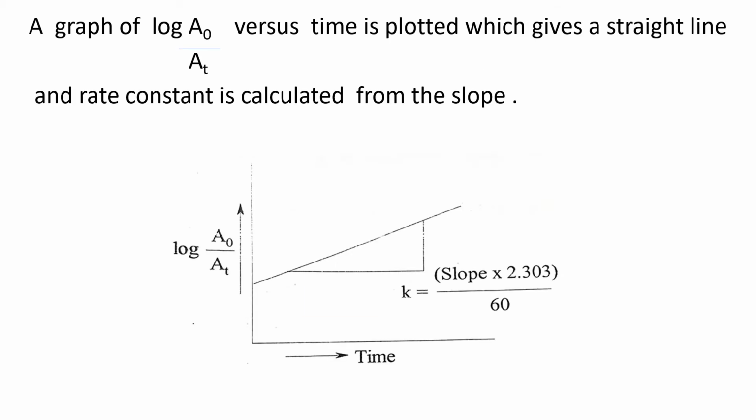So, a graph of log of A0 by AT versus time t is plotted, which gives a straight line, and the rate constant is calculated from the slope. So, you are taking log of A0 by AT on the y-axis and time on the x-axis. So, you will get a straight line and from the slope you are calculating the K value, that is the rate constant value. So K is equal to slope into 2.303 by 60 second inverse. Here you are calculating time in seconds.